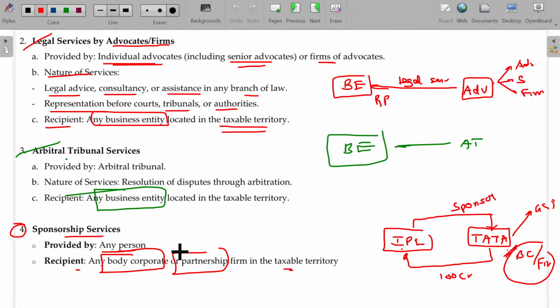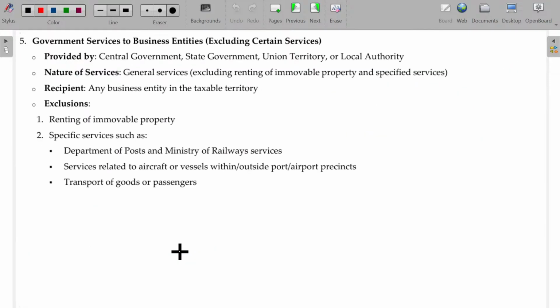Legal services, arbitral tribunal services, and sponsorship services were also completed in the previous class. Now, the fifth point: government services to business entities.